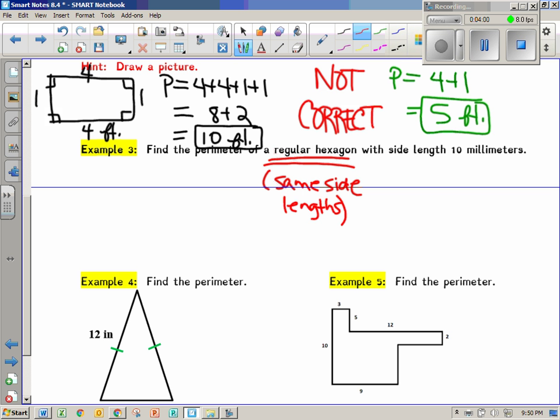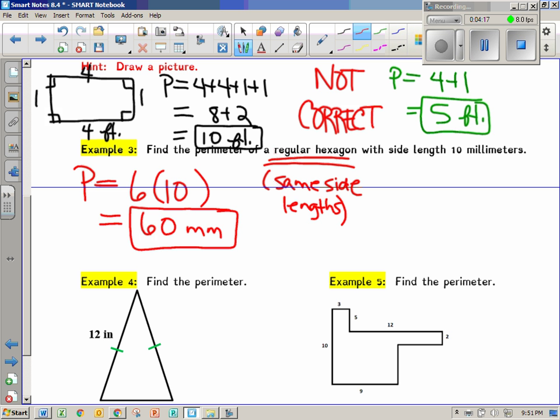So if I can just recall that there are 6 sides in a hexagon, the perimeter is going to be 6 times the length of every side, which is 10 millimeters. So perimeter is 60 millimeters.